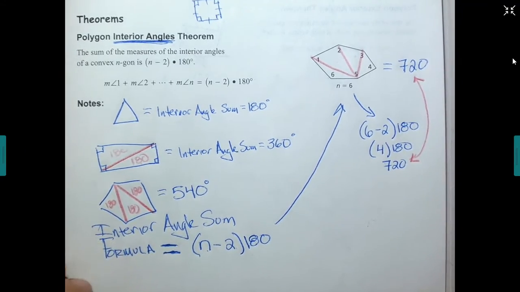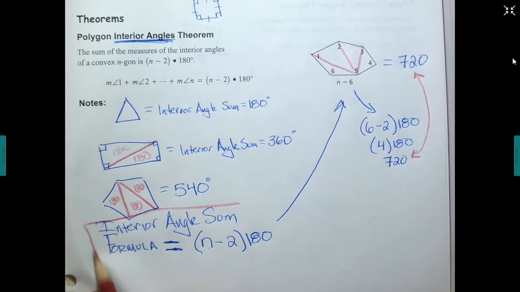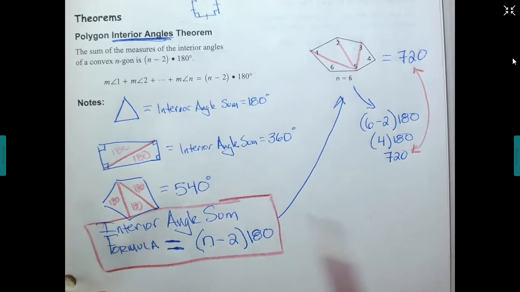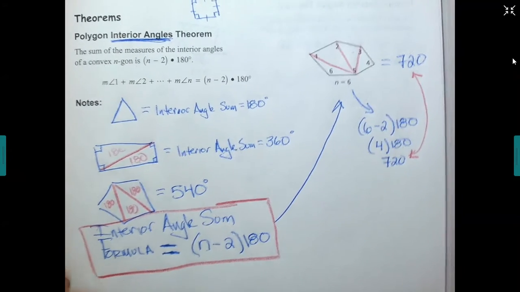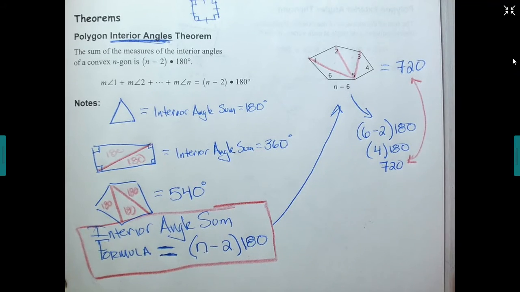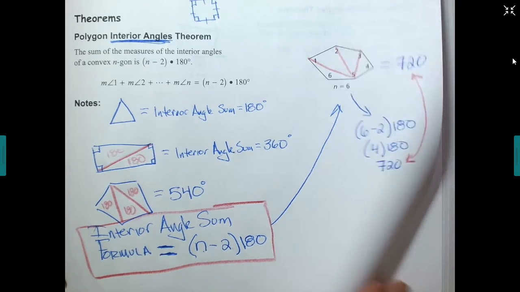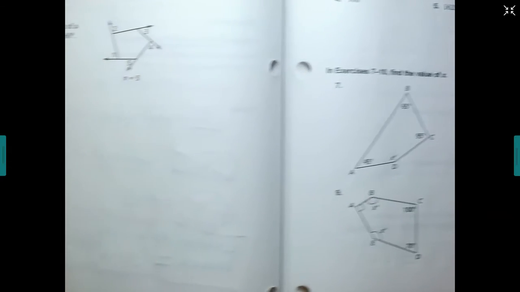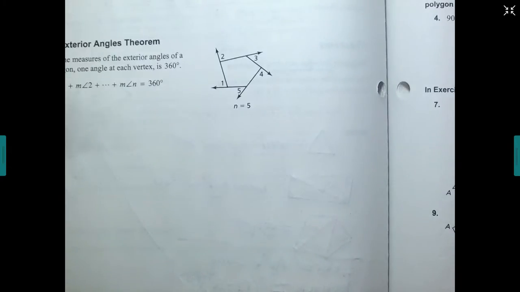There you go. So that's the formula that you're going to use in order to find the interior angle sum. Or you may have the angle sum, and you might use this formula to find out how many sides something has. Okay? So keep that in mind. Now, so that's the interior angles.